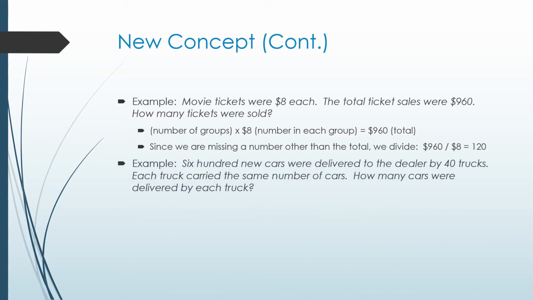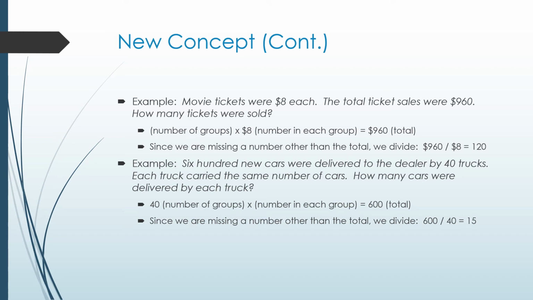One more example: 600 new cars were delivered to the dealer by 40 trucks. Each truck carried the same number of cars. How many cars were delivered by each truck? We'll plug those into our pattern. 40 is the number of groups, that's how many trucks there were, times the number in each group. We don't know how many cars were in each truck, that's what we're trying to find out. And we know there were 600 total cars.